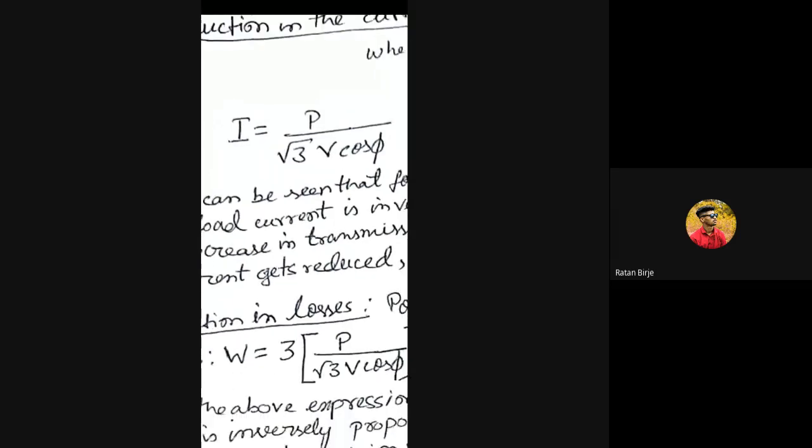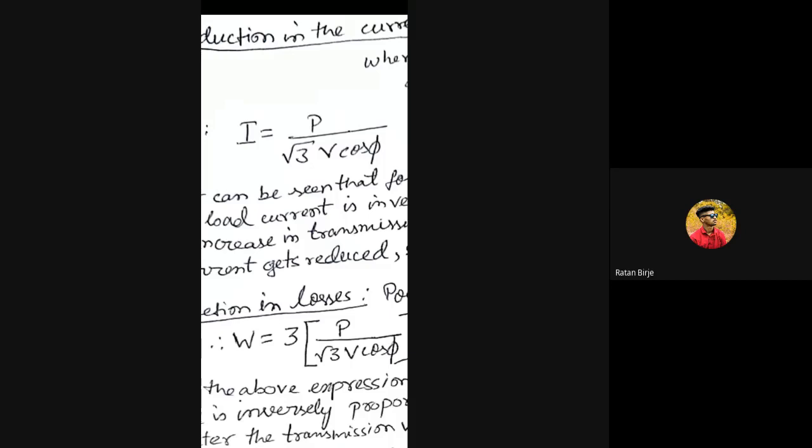We need to decrease the current because the losses are I square R losses. So the losses will be very high if the current is high. Reducing the current means the losses will also decrease. So the first point was reduction in current, and the next point here is the reduction of losses.